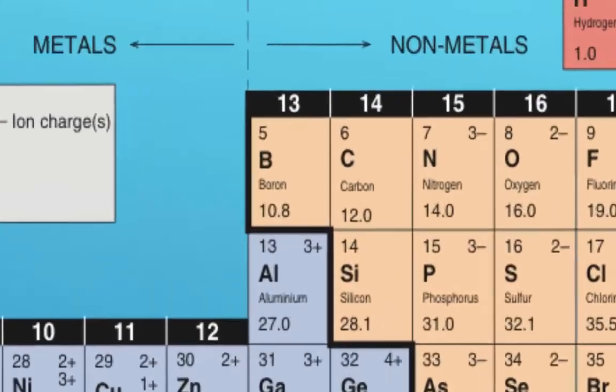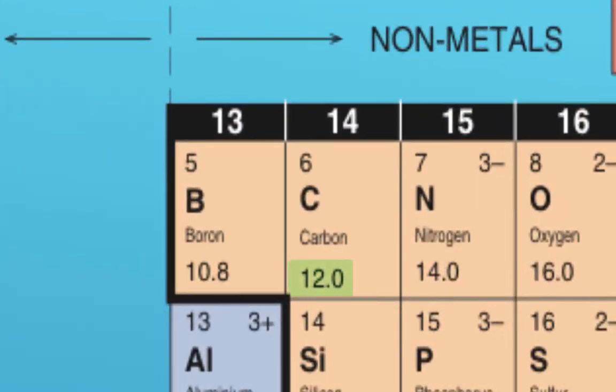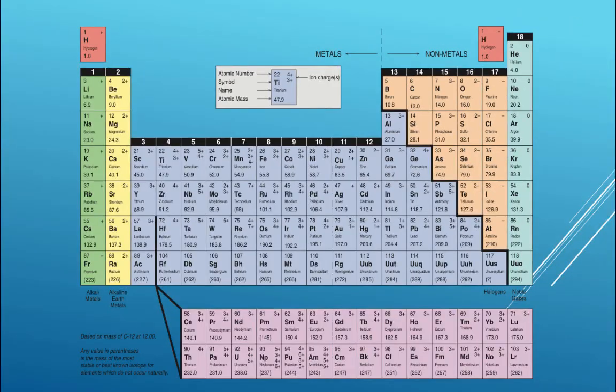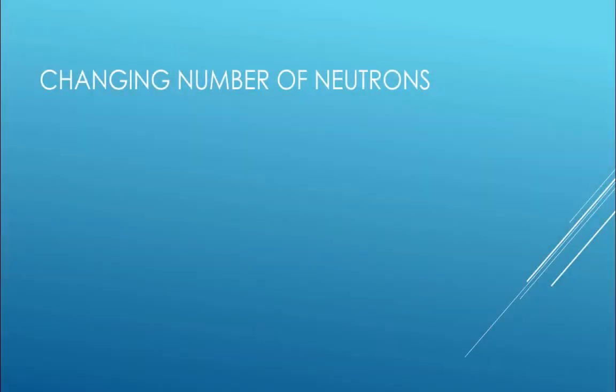We can see that carbon has an atomic mass of 12. That's its weighted average of all the different isotopes found on Earth. That means carbon-12 is the most common mass for carbon. This carbon has 6 protons, since all carbons have 6 protons, and will have 6 neutrons to make the mass number 12. In summary, changing the number of neutrons in an atom changes its mass.